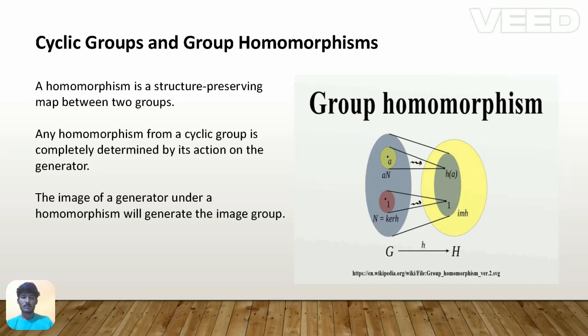Cyclic groups and group homomorphisms. A homomorphism is a structure preserving map between two groups. Any homomorphism from a cyclic group is completely determined by its action on the generator. The image of a generator under a homomorphism will generate the image group.